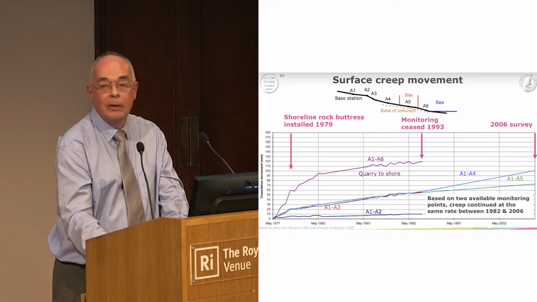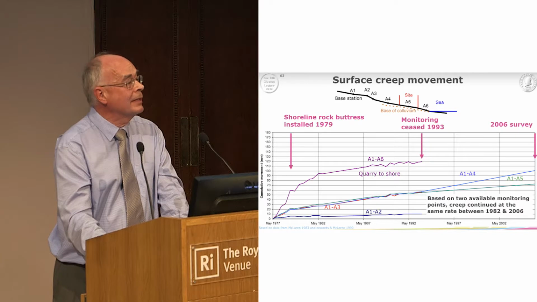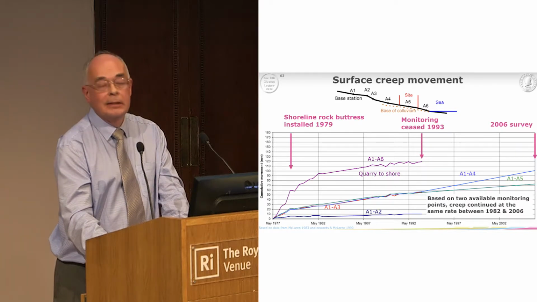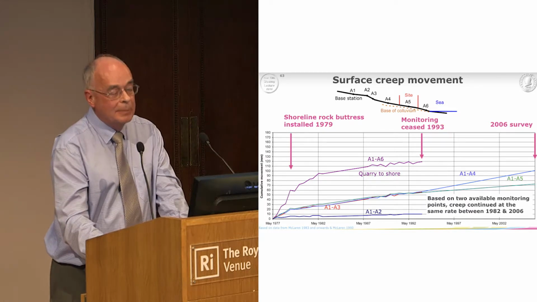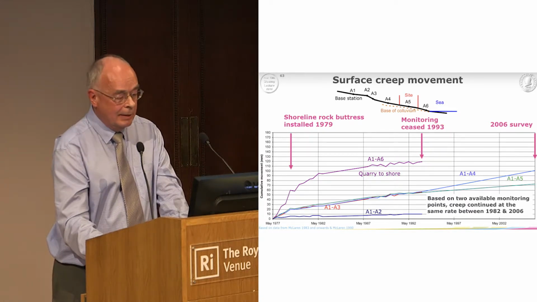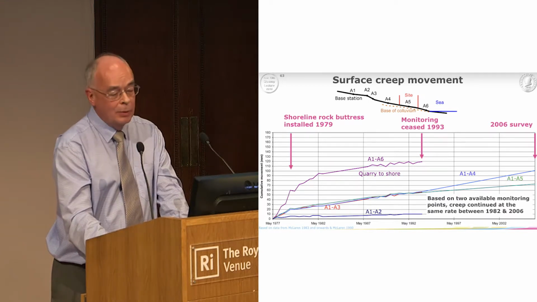Now, we managed to find A4 and 5 and A1, and resurvey them in 2006. Interpolating the lines, you can see the blue and the green line there. They're very much similar to what had happened since about 1982. So the rate of creep had been the same all along. This is about 3.4 millimetres per year.